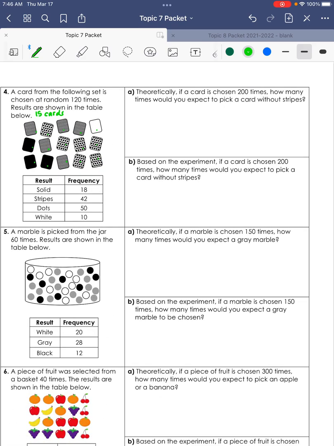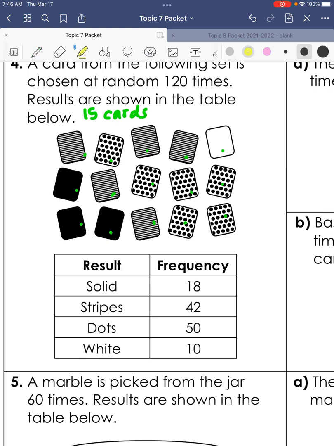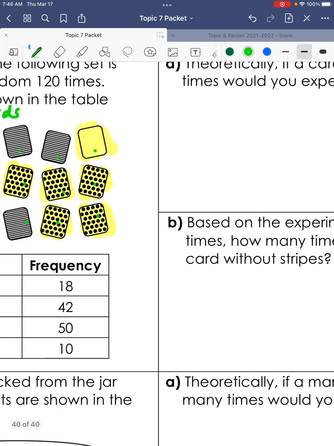Okay? So theoretically, if a card is chosen 200 times, how many times would you expect to pick a card without stripes? Okay, so cards without stripes. Well, that first one has stripes. Here's one without stripes. That's a solid. 3, 4, 5, 6, 7, 8, 9, 10. So the only ones I didn't highlight around are the ones with stripes. So we have 10 cards without stripes. That means we have 10 favorable outcomes out of 15 total outcomes, right?